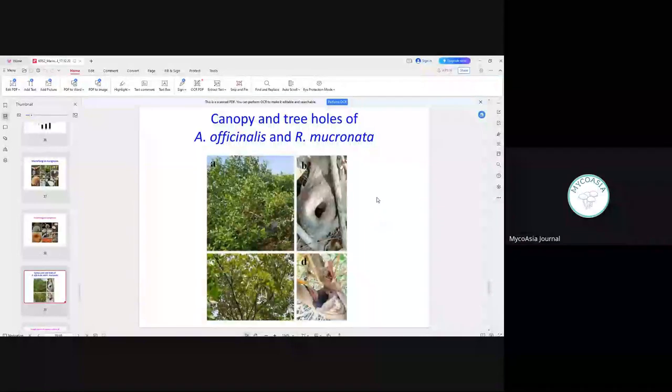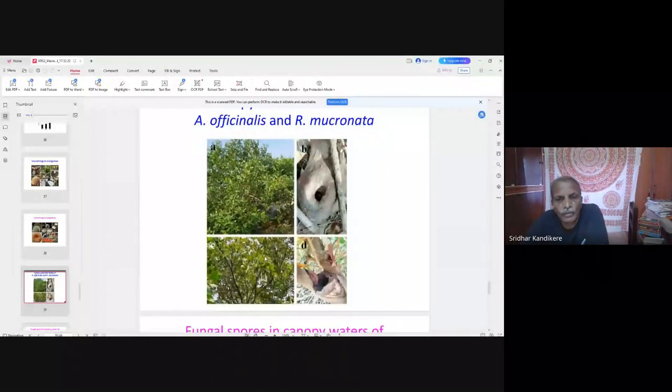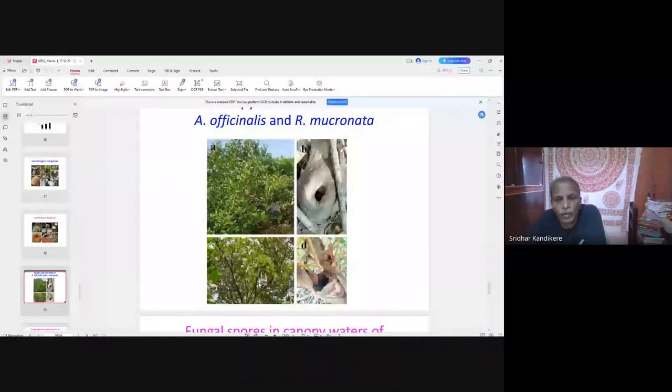Yeah, canopy and tree holes. So, this is Rhizophora mucronata, and this is an Avicennia officinalis canopy, and this is a tree hole. We can see the tree hole. The tree hole ecosystem is a very interesting ecosystem where we can find a lot of organisms, not only fungi, we can find a lot of invertebrates, especially insects and honeybees and so many things. So this is the Rhizophora mucronata, and this is the tree hole of that.